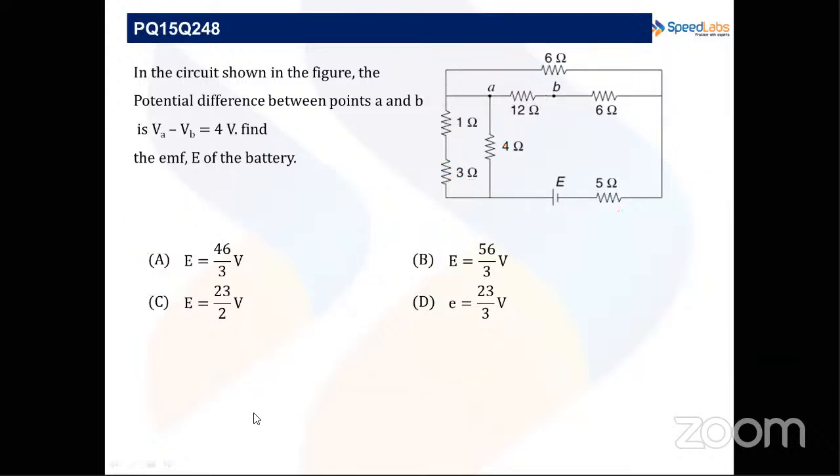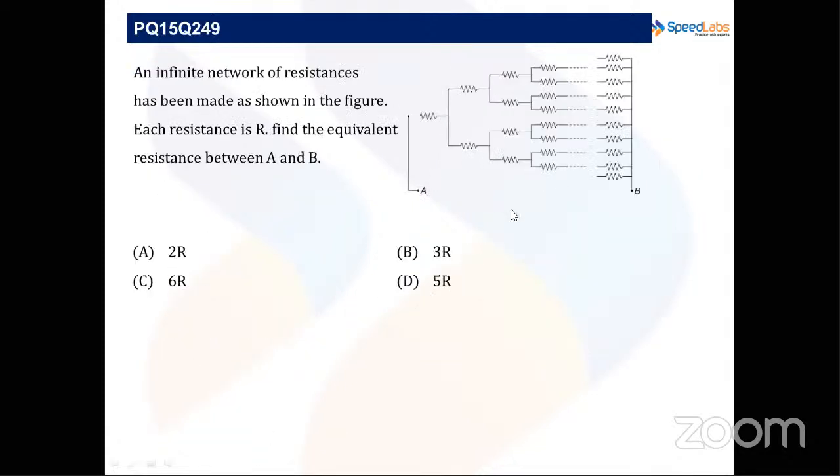I'm moving on to the next part. The next part is an infinite network of resistance. An infinite network of resistance has been made as shown in the figure. Each resistance is R. Find the equivalent resistance between A and B.